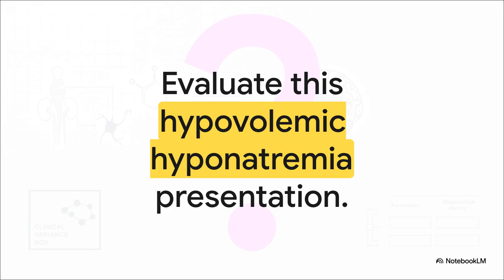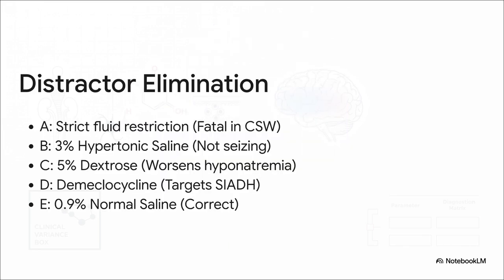The patient develops a sodium of 124. They're showing severe tachycardia and dry mucous membranes, and their urine sodium is 55. How do we evaluate this presentation? Let's meticulously eliminate the distractors from our 5 choices. The presence of tachycardia and dry mucous membranes definitively isolates this as hypovolemic cerebral salt wasting, not euvolemic SIADH.